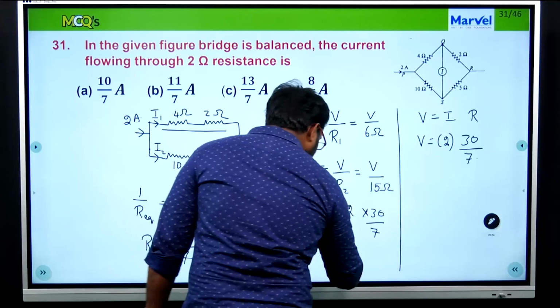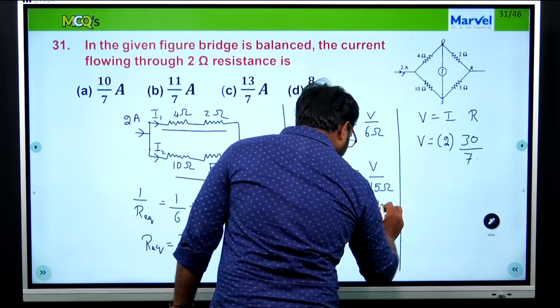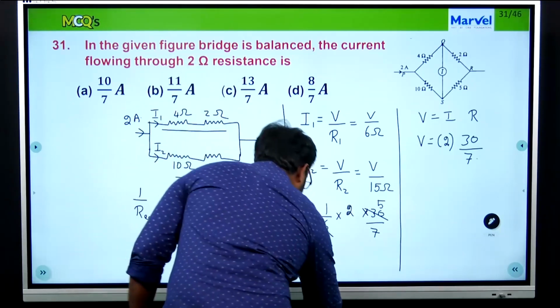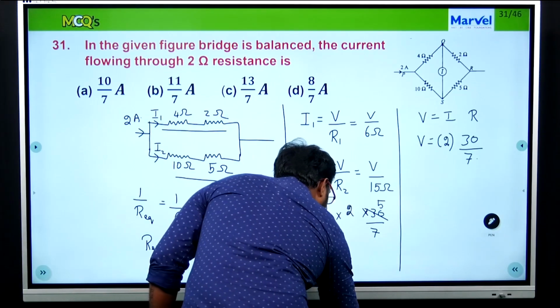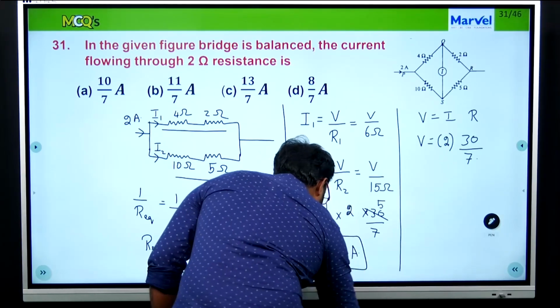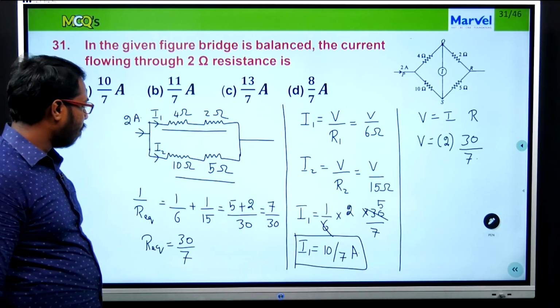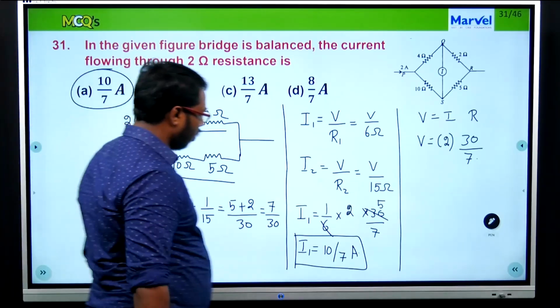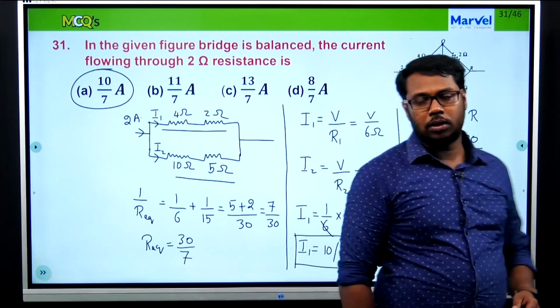So if I just cancel this, I will get 5 again. 5 into 2 is 10. So I1 is equal to 10 by 7 amperes. That is our answer.